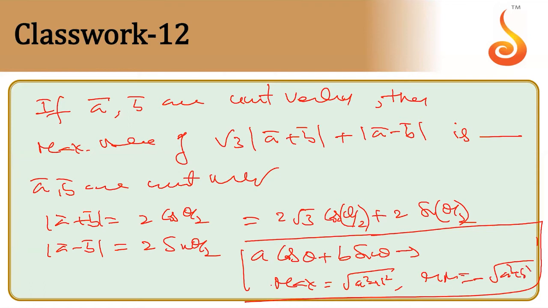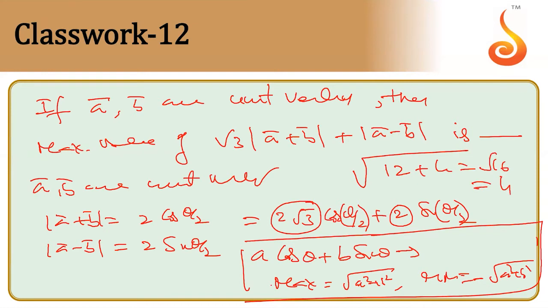So what is a here? a is 2 root 3, and b is this one. That means what is the answer? Root over 12 plus 4, root 16, that is 4 is the answer here. This is a question which was asked in the Mains exam.